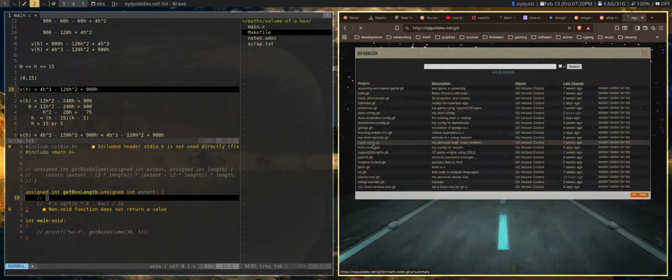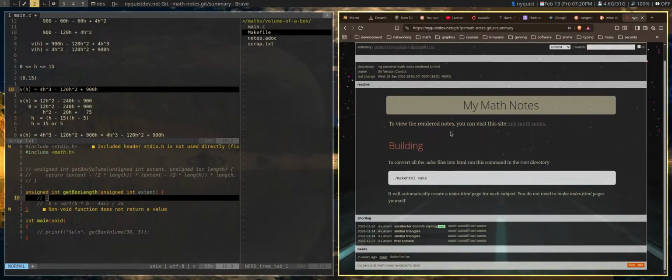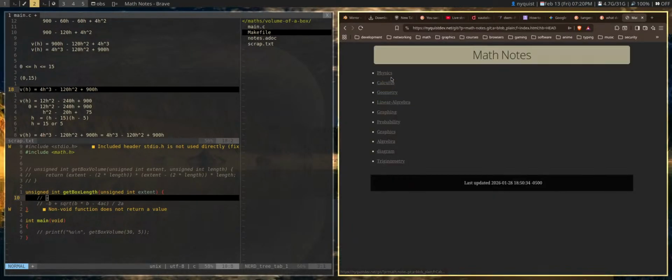All right. Math, whatever. All right. Here are my math notes because I've transferred everything to my own Git repository because screw GitHub.